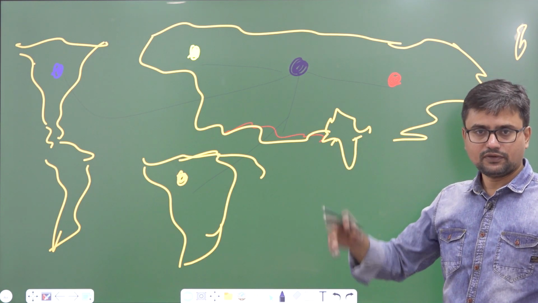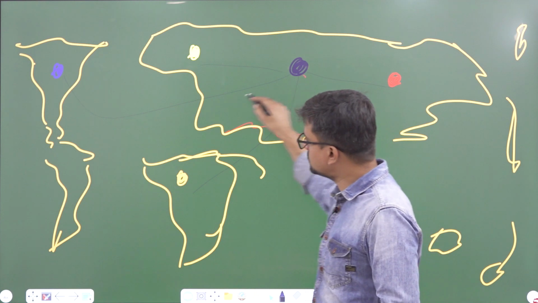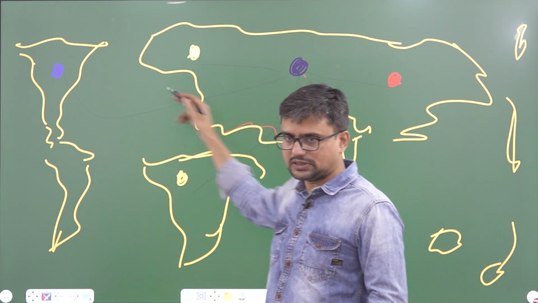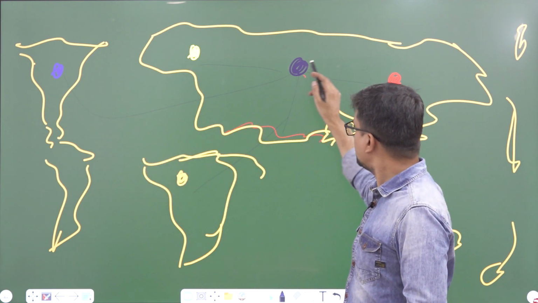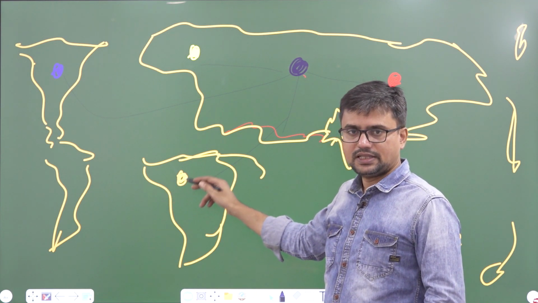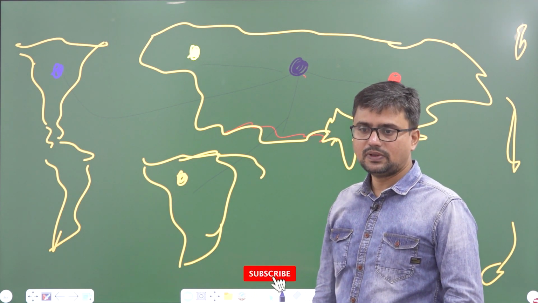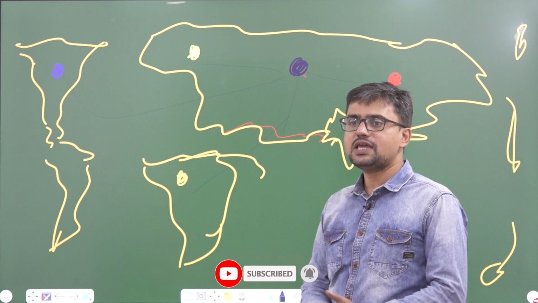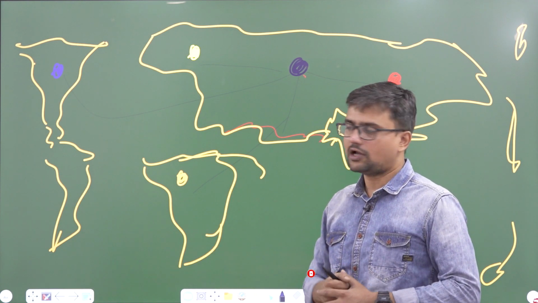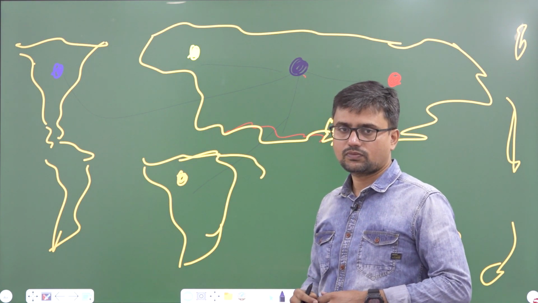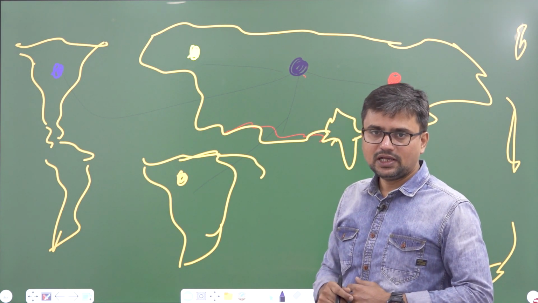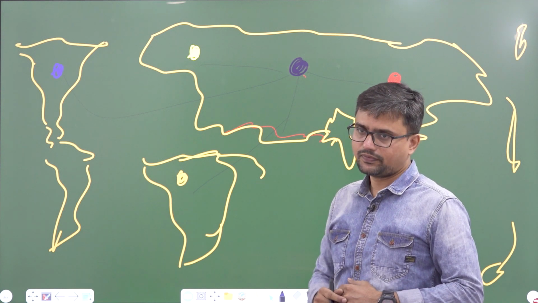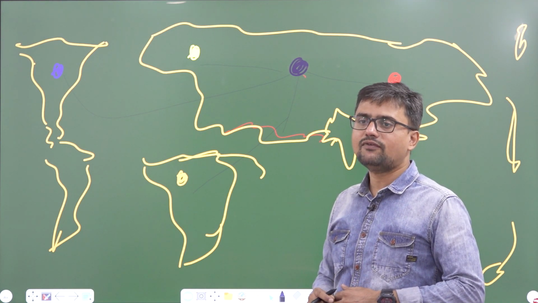If there is diffusion, this element will be diffused here. There is impact of this culture on this culture. This is diffusion. Rather, a school believes that cultures have evolved independently of each other. This school is called the evolutionary school.